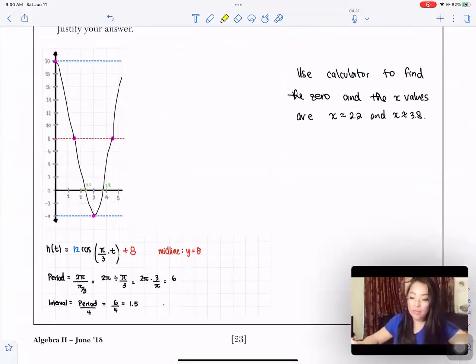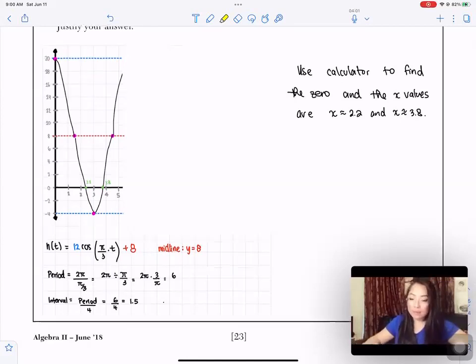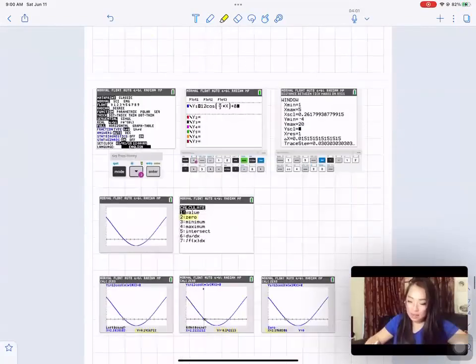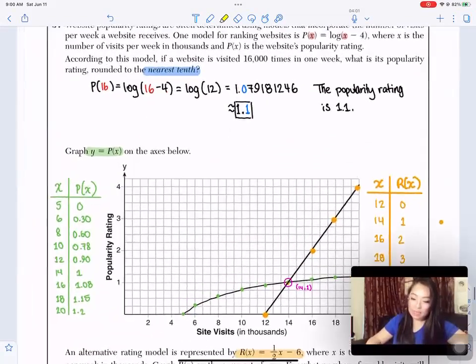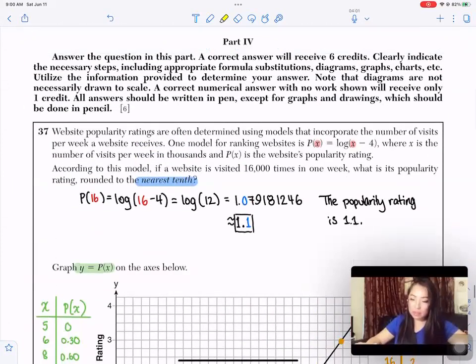You would just have to write, I use a calculator to find the 0, and the x values are approximately 2.2 and 3.8, and just draw a rough sketch of it. It doesn't have to be exact. I did it so that you would understand the whole picture. And the last but not least, of course, is a 6-point question. So there's 3 parts, and it's about logs.